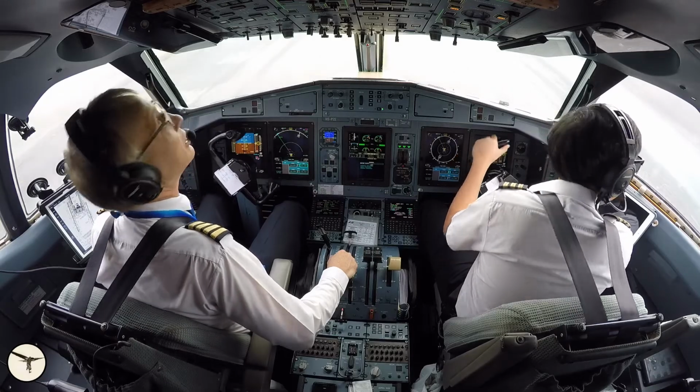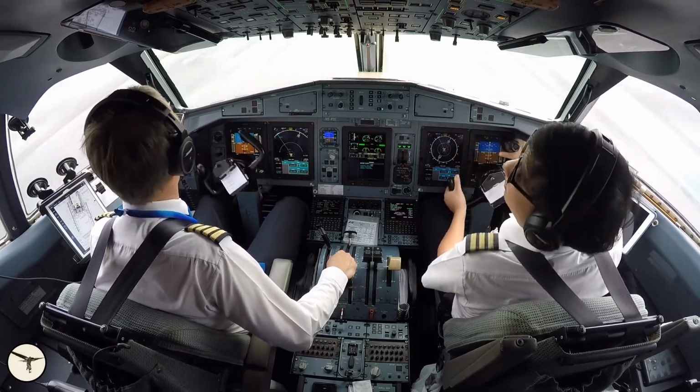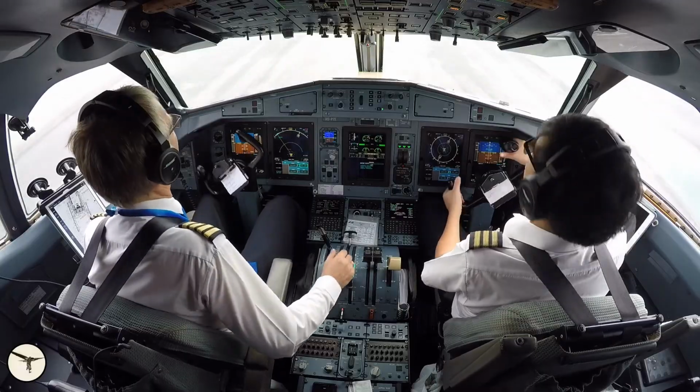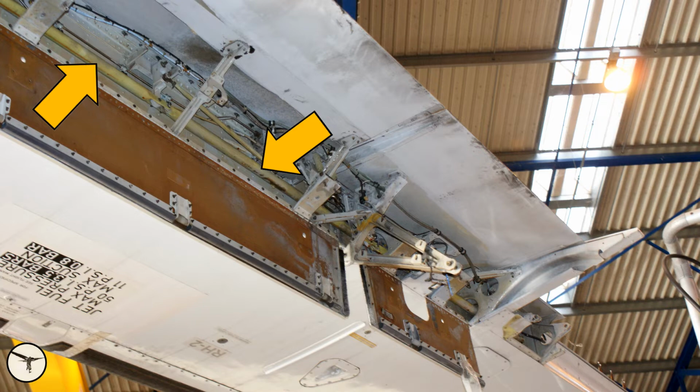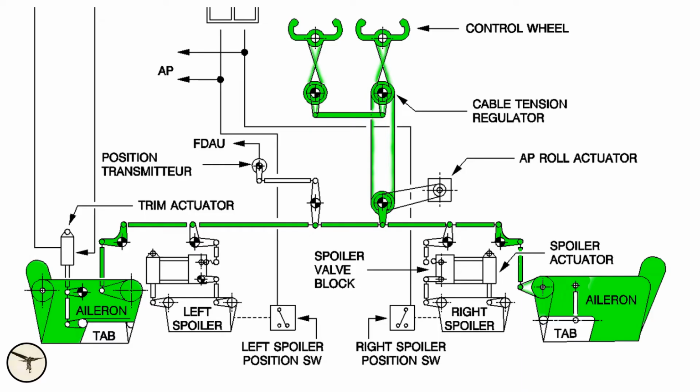The ailerons are controlled with the control wheels. The control wheels are interconnected, and there is one pair of cables to the center section of the wing, where the cables are attached to the respective bell cranks. From there, the movement is transferred with control rods along the wing trailing edge to the ailerons. A third bell crank in the wing center section is attached to the autopilot roll actuator. In the wing center section, there is also a position transmitter, which gives the position of the ailerons to the FDAU, which feeds the flight data recorder.